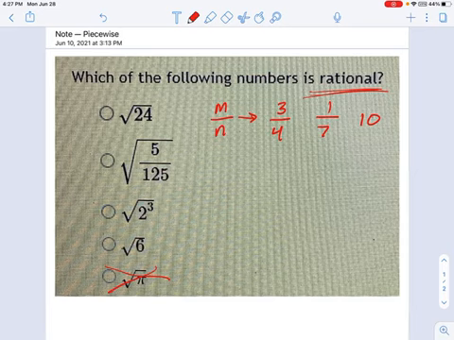Well, what about the square root of 6, for example? Try putting the square root of 6 into your calculator. I'm going to type that in here, and let's see what I get. I get 2.449489, and it goes on and on and on forever. So I'm going to guess that's not rational, because it just keeps on going forever and ever.